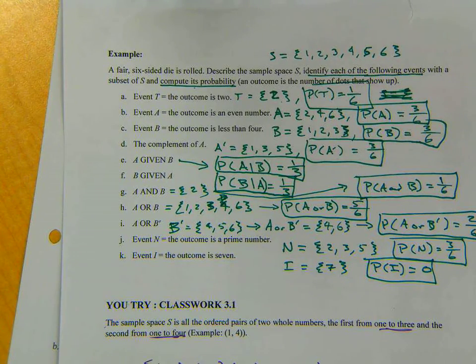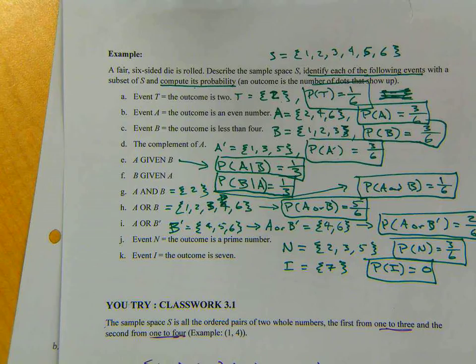But when we are given certain constraints, when we're given B, B is the outcome is less than 4. So B is 1, 2, and 3. This space is the outcomes that I desire. A is what, the even numbers? Yeah, 2, 4, 6. All right, so I have 3 there as well.